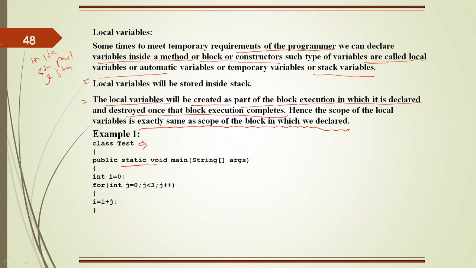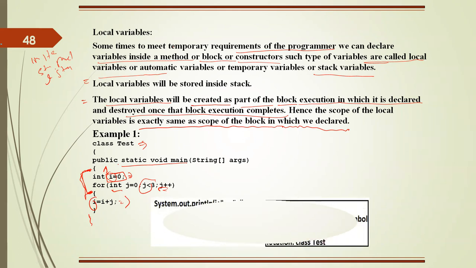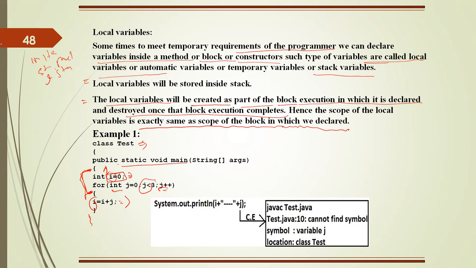Now here you can see, this is the Test class. We have a static variable and a static method, and this int is the local variable. It is declared inside that method, so its scope is only inside the method. If you try to access it outside of this method, it won't work. For int j equals 0, j less than 3, j plus plus, it will print up to 3. j is the local variable. If you try to print it outside the loop, it will give a compile time error.